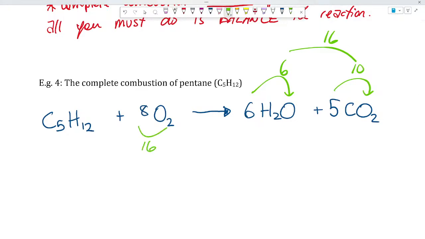Put that hair down. Yeah, that looks good to me. Right? And then we have 5 carbons and 5 carbons. And we have 12 hydrogens and 12 hydrogens. You talking to me? No, okay. You're not doing that. Well, that's why I was confused.